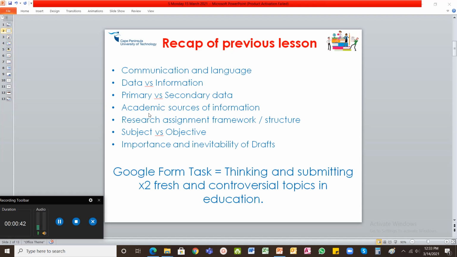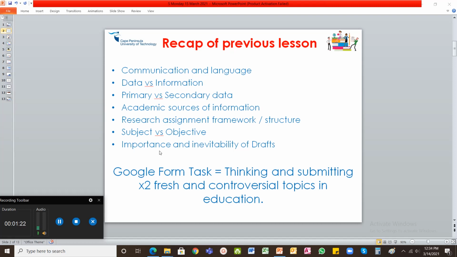We also looked at academic sources of information and noted that Facebook, Twitter, and magazines are not sources of academic information that you can use within research assignments. Then we looked at the standard template for research assignments, the structure that it follows. Then we looked at the difference between subjective and objective, the one stemming from emotion and the other from logic.